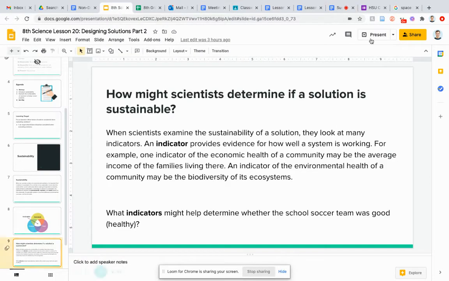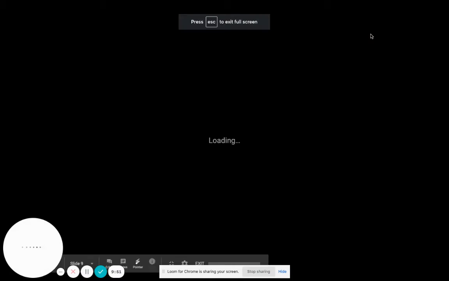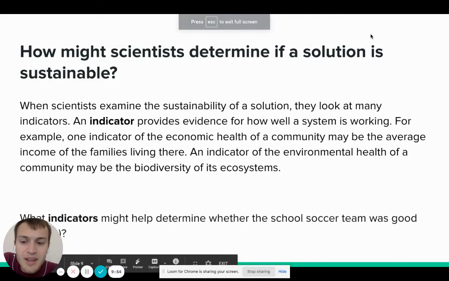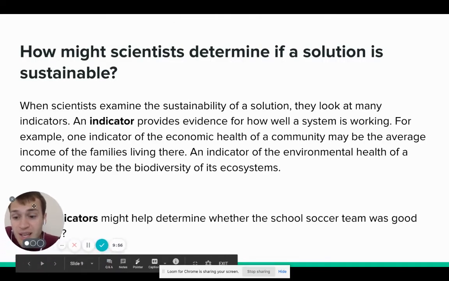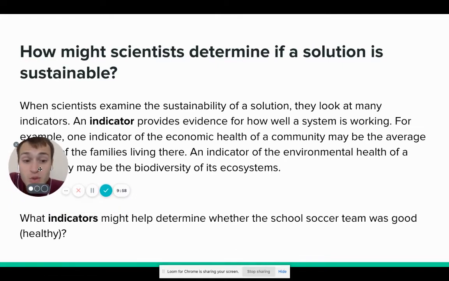All right, so to help you think a little bit more about indicators, in class, I asked this question: what indicators might help determine whether the school soccer team was good or healthy? So what indicators could we look for to see if Olmsted North soccer team was good? What evidence would tell us that the team was good?